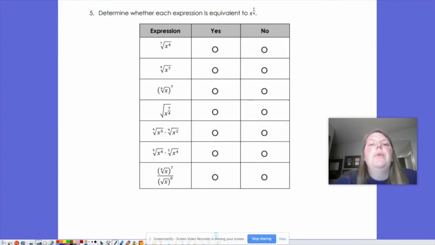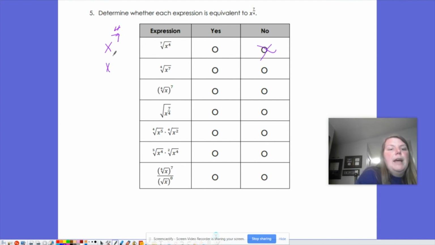Okay, number 3, so we want to know which one of these is equivalent to x to the 7/4 power. So x to the 7/4, remember we wanted to do power over root. So the exponent over the index of the root. So if we rewrite this first one, that would be x to the 4/7, which is not the same. This one would be x to the 7/4. So we're going to select yes for that one.